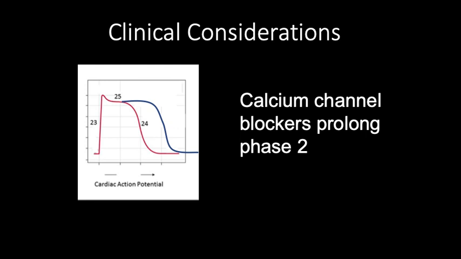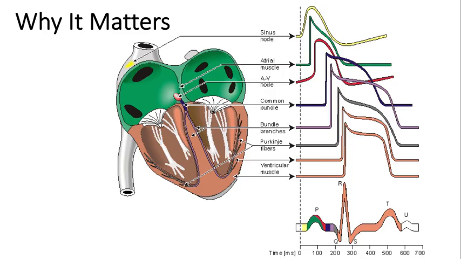As I mentioned earlier, calcium channel blockers prolong phase 2, especially in myocardial cells, those muscle cells, delaying repolarization and also decreasing contractile strength. These are just a couple of examples, and as we learn about ECG interpretation, I strongly suggest that you keep this graphic and this information in mind.